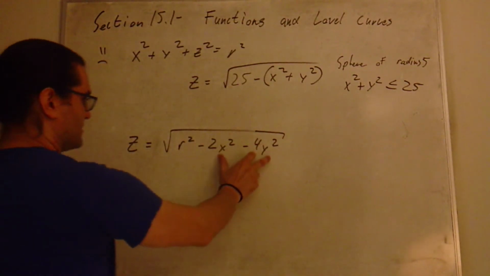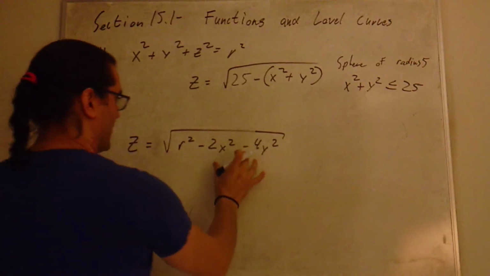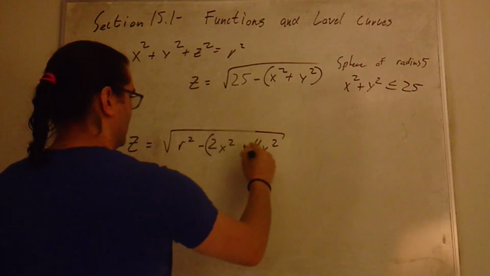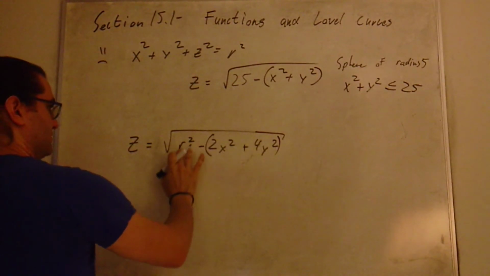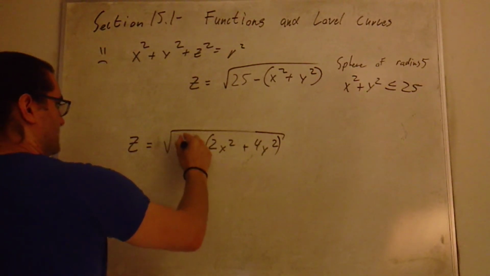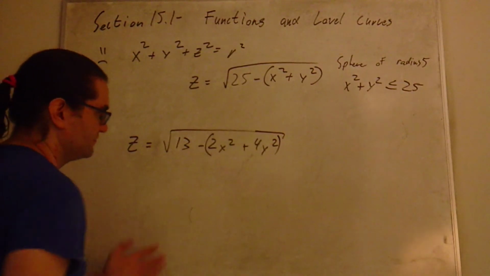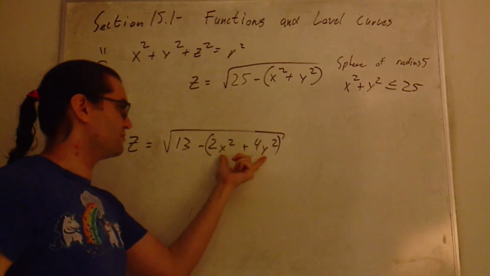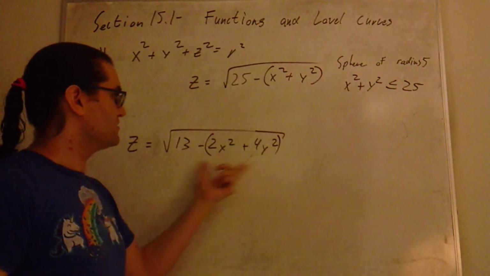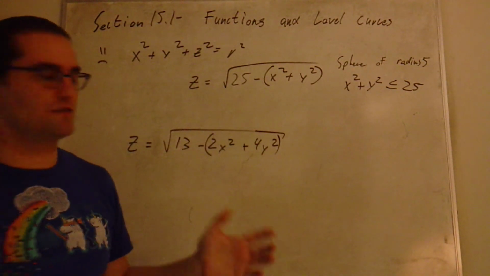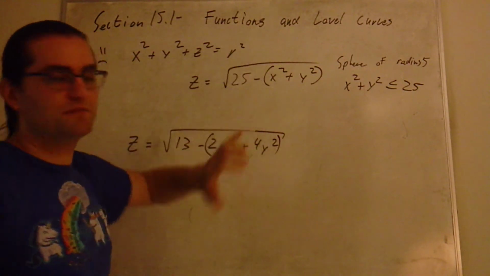For things like this, you can still factor out this negative and then say that whatever this is has to be less than the radius. If the radius here is 13, then this x squared plus y squared business with its coefficients still has to be less than 13. That's how you extract domain restrictions from spheres and ellipsoids.